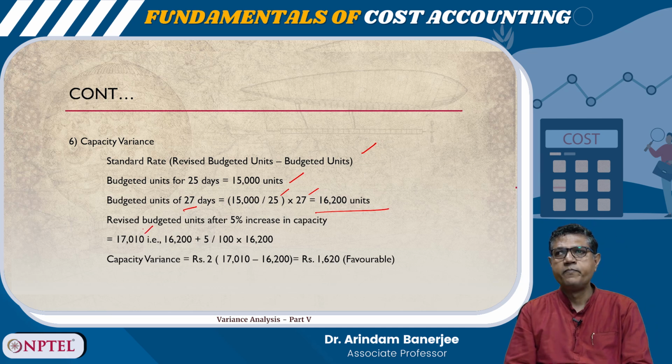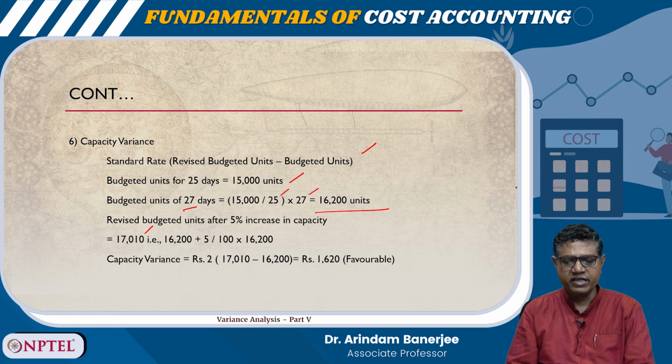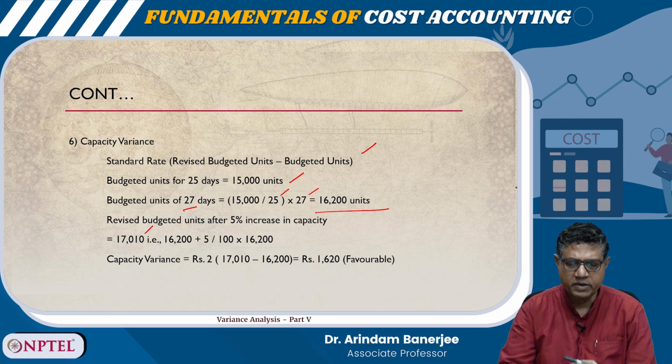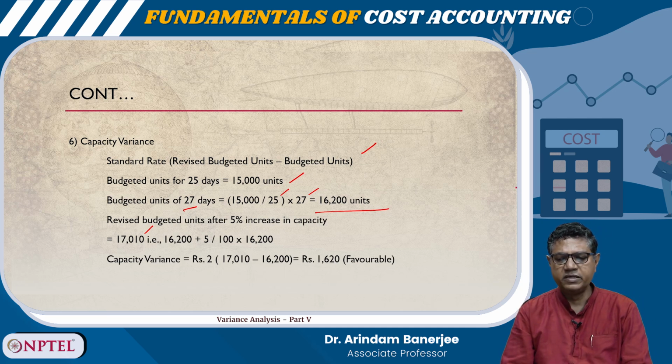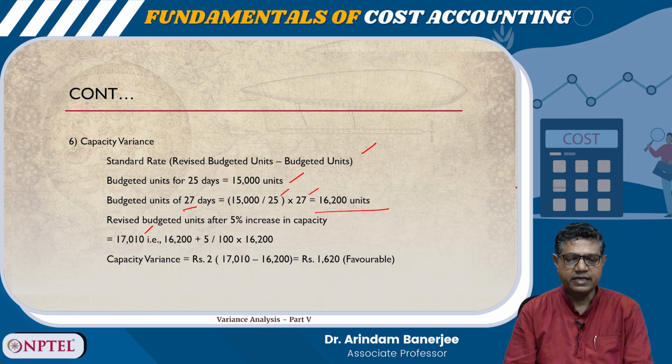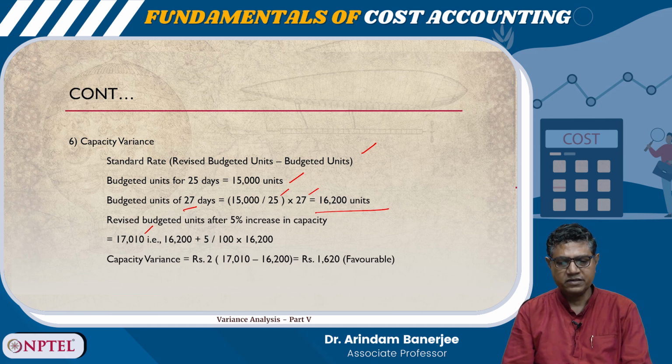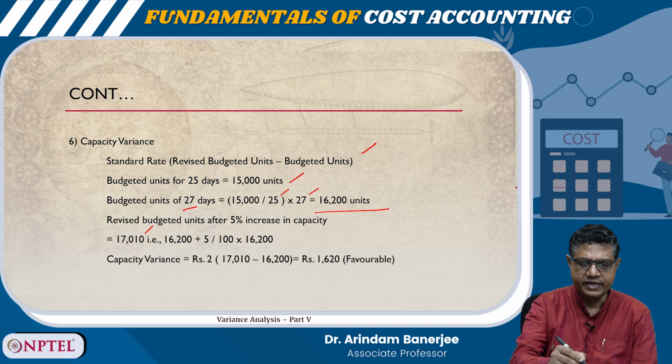Revised budgeted units after a 5% increase in capacity: the 5% increase is 810, so it is 17,010. So, revised budgeted units after a 5% increase in capacity is 17,010, right. We can calculate it like this.